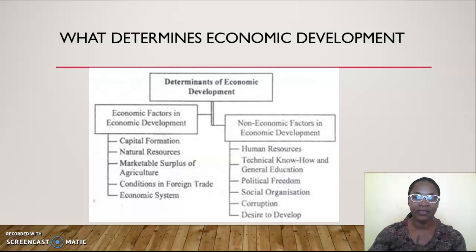So determinants of economic development, and we see capital, natural resources, economic systems. On the other side, we are seeing human resources, technical know-how, general education, etc.